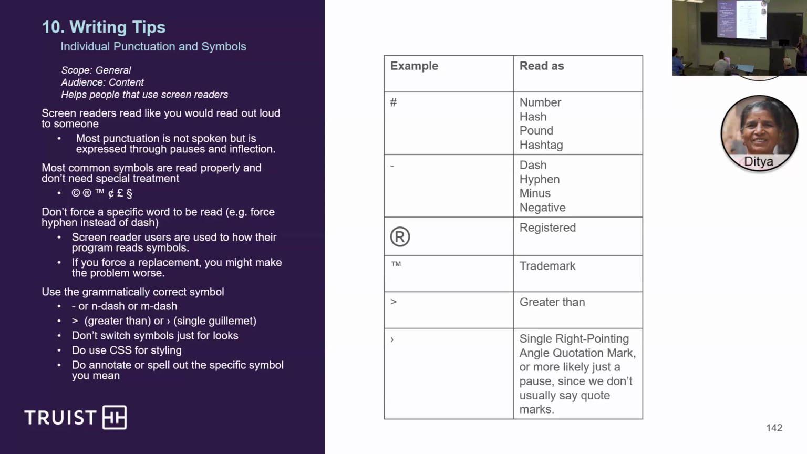And honestly, anything that you find on a typewriter, and I may be dating myself too much because folks may not know what's on a typewriter, anything that's on your computer keyboard is going to get read properly, and you don't really have to worry about it. And so register gets read fine, the trademark gets read fine. Where you get into trouble is when you pick weird characters because you like the way they look.